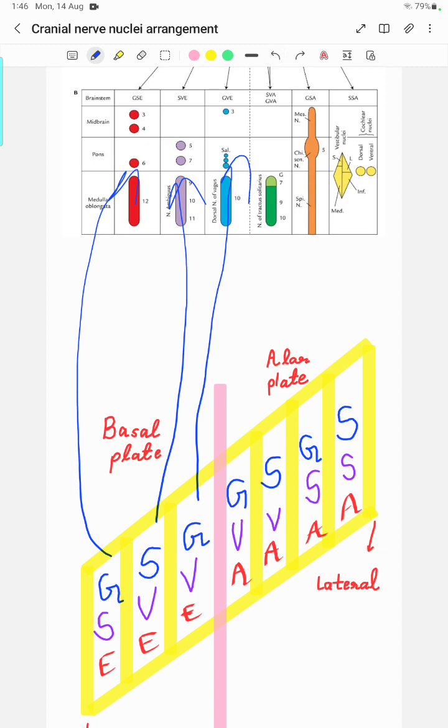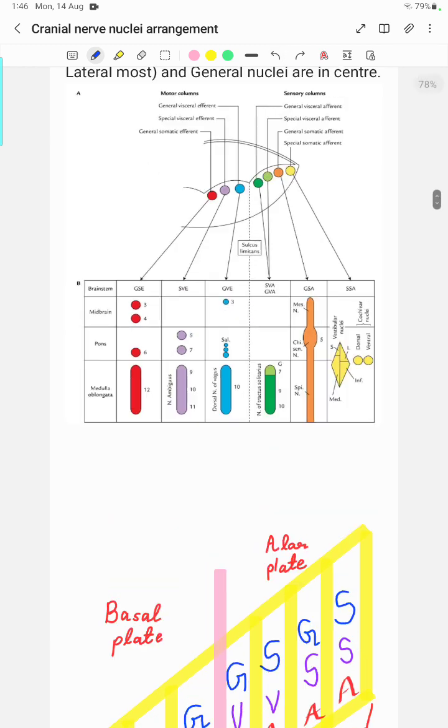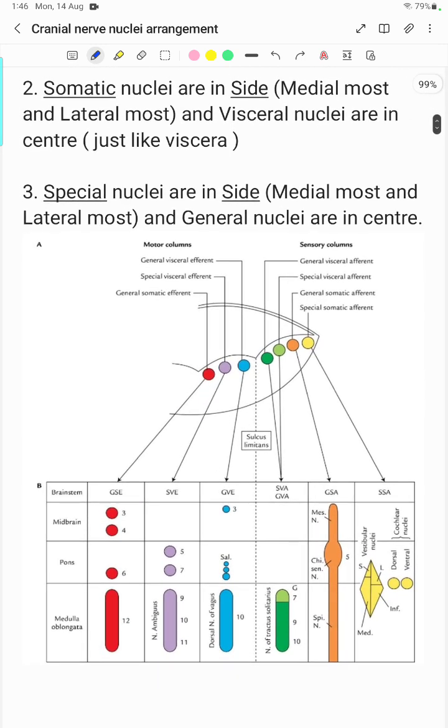Now the next step is to learn the nuclei which come under these columns. So we have understood the arrangement of columns. Now let's learn about the nuclei in different columns. So this is general somatic efferent. General somatic efferent means, somatic means it is derived from somites. Somites means it is a structure during development which develops from the body wall. Efferent means it is motor, and general means it supplies the muscles which are derived from the somites.